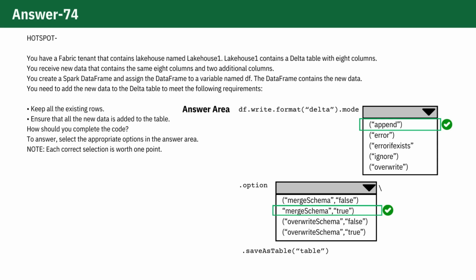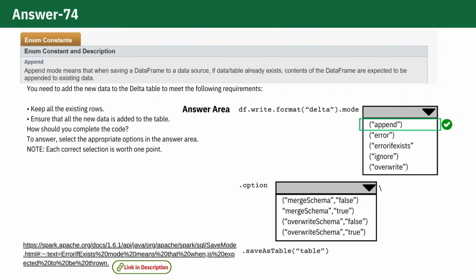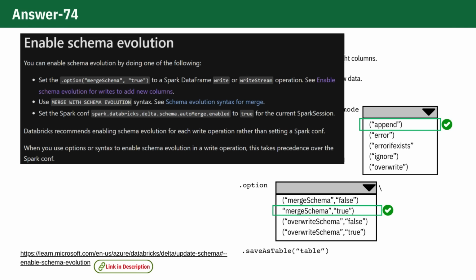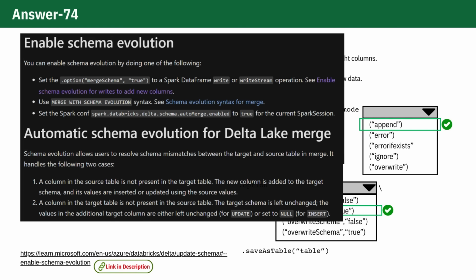The correct answer is append and mergeSchema true. Mode append is used because you need to add the new data rows to the existing delta table without overwriting or removing any existing data. And the option mergeSchema true is crucial when the incoming data has new columns not present in the existing table. Setting mergeSchema to true allows the schema of the delta table to be updated to accommodate the new columns, ensuring that all the new data is added correctly.